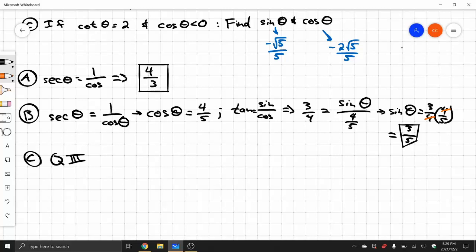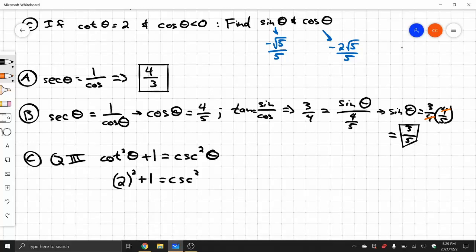Okay, so let's go ahead and start off by saying we're going to use one of our identities. We're going to say cotangent squared theta plus 1 is equal to cosecant squared theta. Since I'm given cotangent, that's just 2. So I'll have 2 squared plus 1 is equal to cosecant squared theta. So I'll have 5 is equal to cosecant squared theta. Okay, take the square root of both sides.